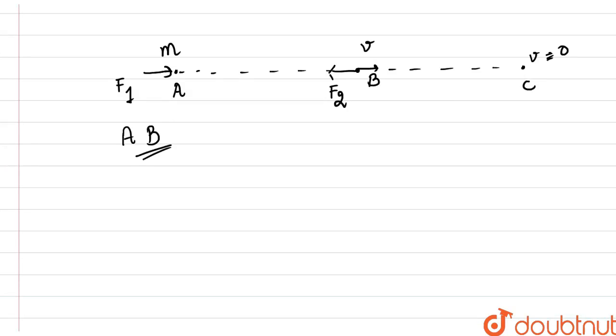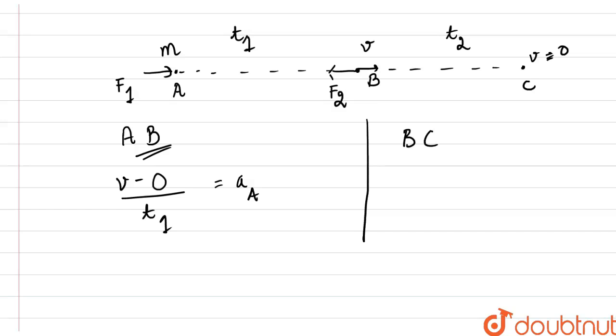So let's find out the acceleration in path AB. In path AB, the acceleration is (v minus 0) divided by t1, taking that the AB journey consumes t1 time and the BC journey takes t2 time. Let's say this acceleration is a. In path BC, the acceleration is (0 minus v) divided by t2, which is minus v divided by t2.